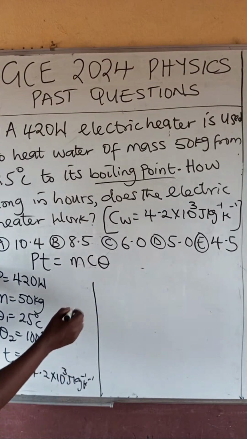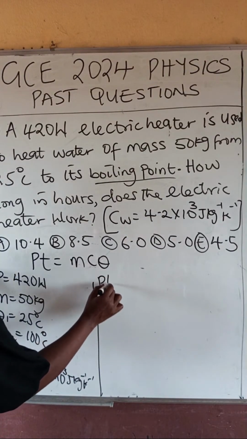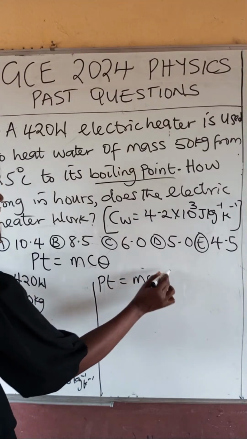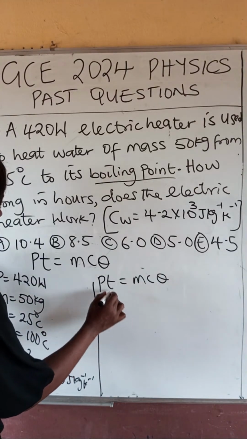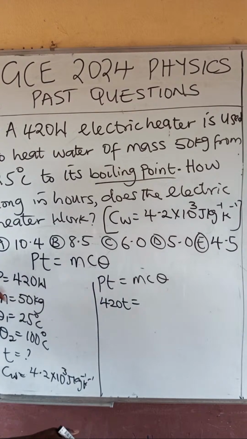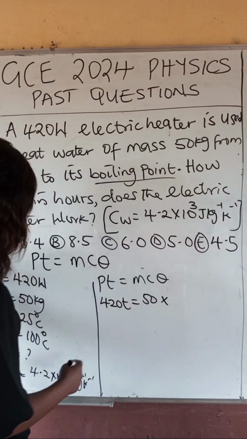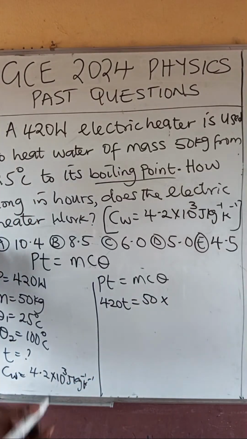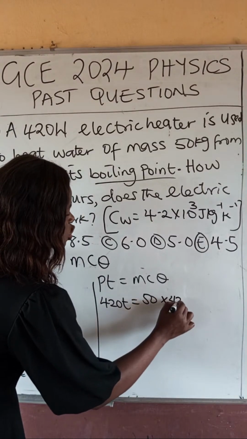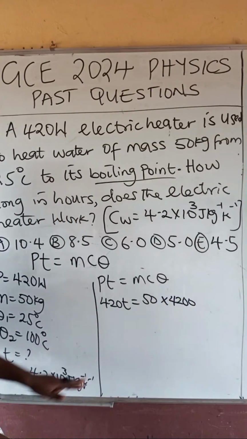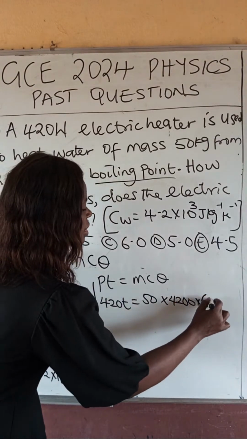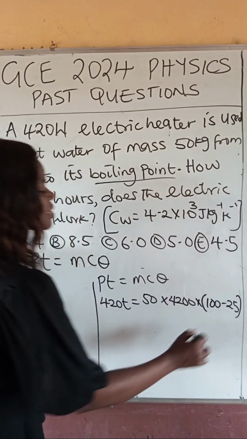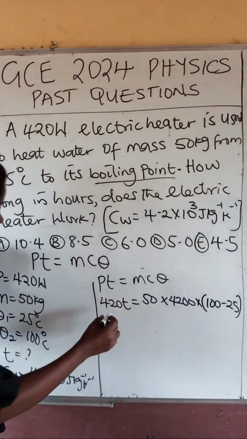My P is power. I will say PT is equal to what? MC theta, right? My power is 420 T, right? Is equal to my mass is what? 50. Okay. Then my specific capacity is given as 4.2 times 10 to the power 3, which is the same thing as 4200. Okay. This is a standard form of that. Then multiply by my theta 2 is 100 minus what? My theta 1 is 25. Okay.